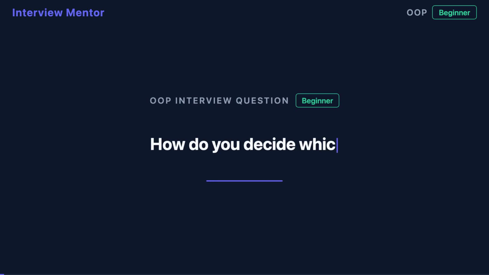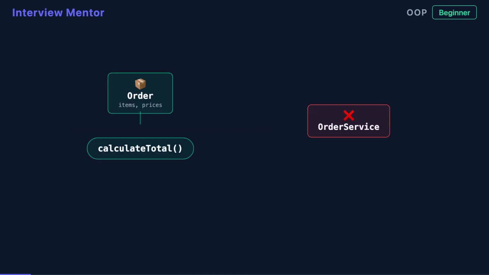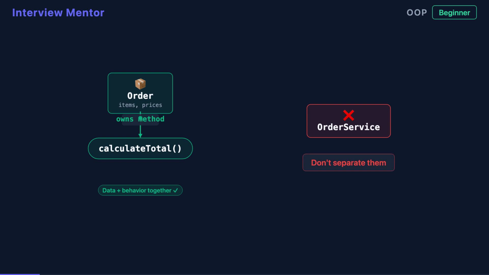One of the most common code smells is methods that live in the wrong class. So how do you decide where a method belongs? The golden rule is data ownership. A method should belong to the class that owns the data it operates on.